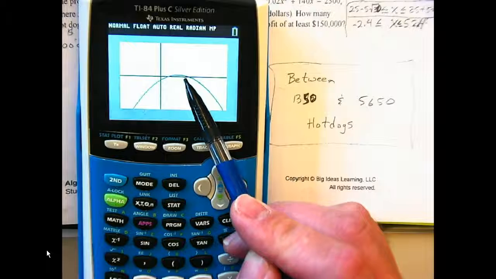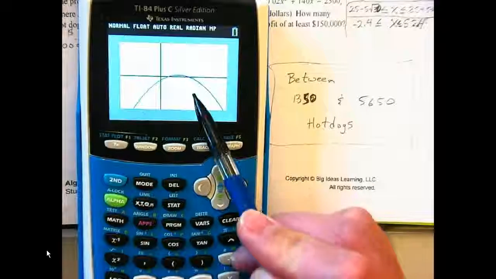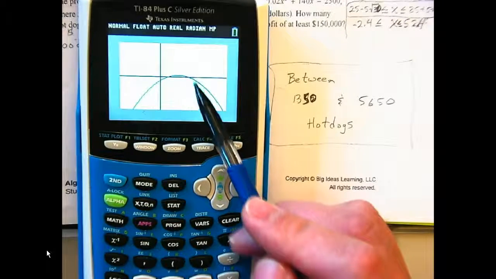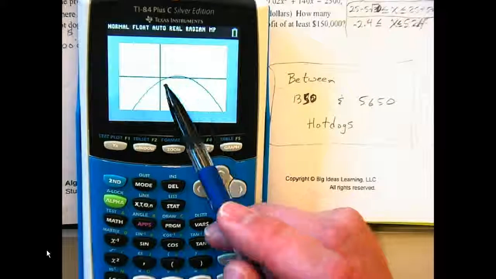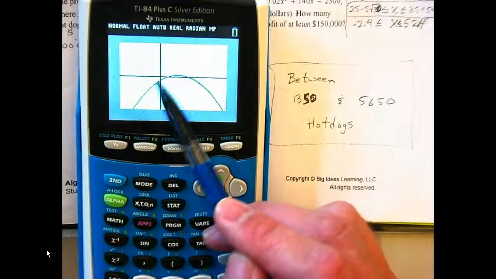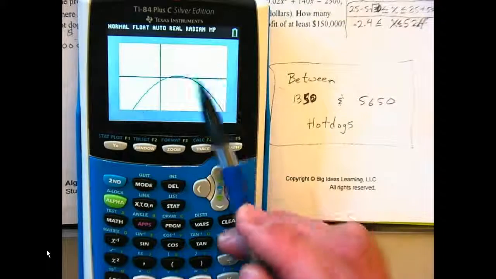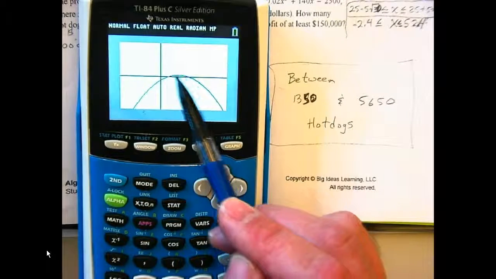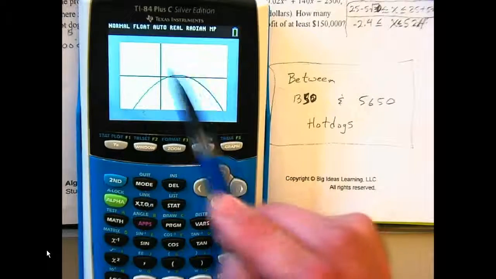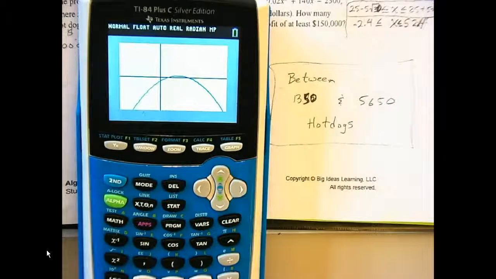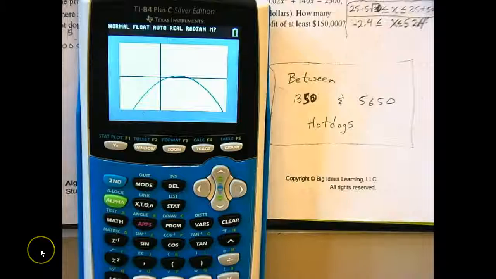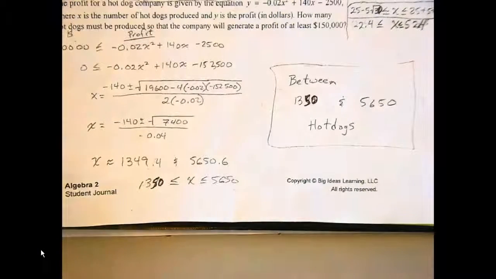If you sell more hot dogs than that, maybe you're buying too many supplies or something, your expenses are outweighing your profit. And over here, you're not making enough profit either. So just where it's above the x-axis, this is profit land. This is not profit land down there. Okay, so if you're looking at it in terms of your graph, you're wanting quadrant 1 there. Okay? Was that the problem?